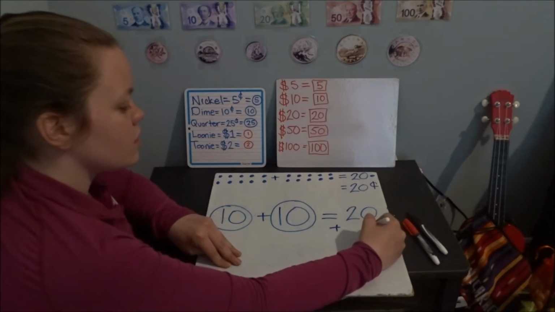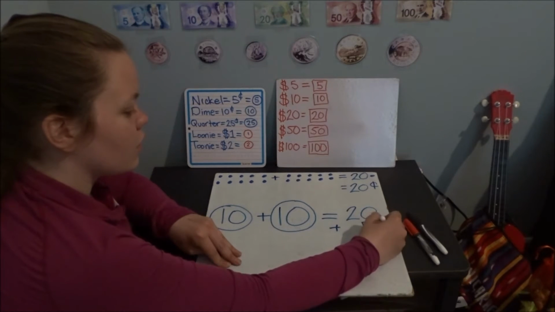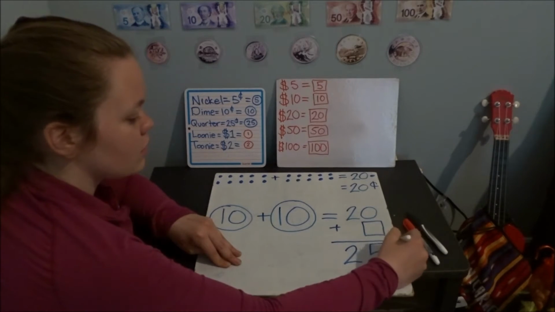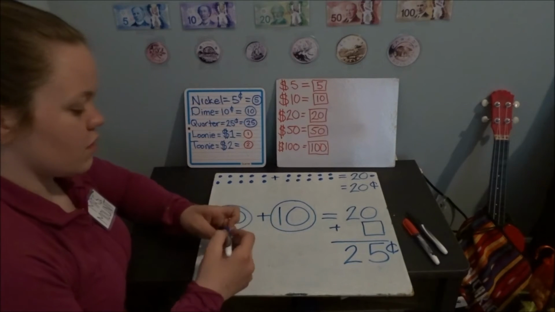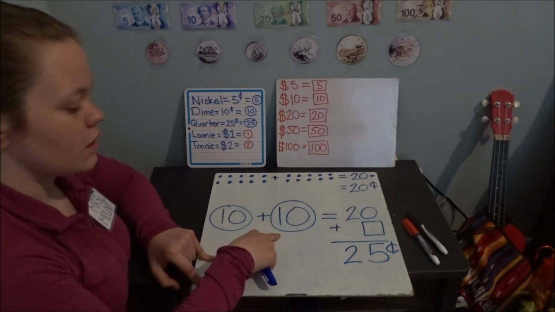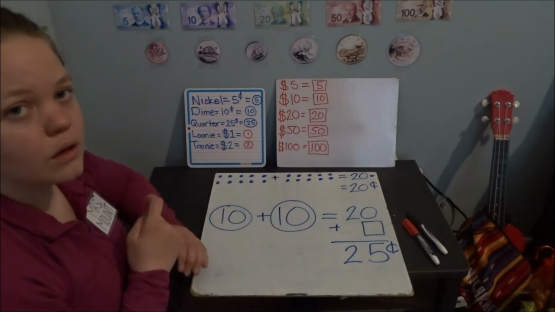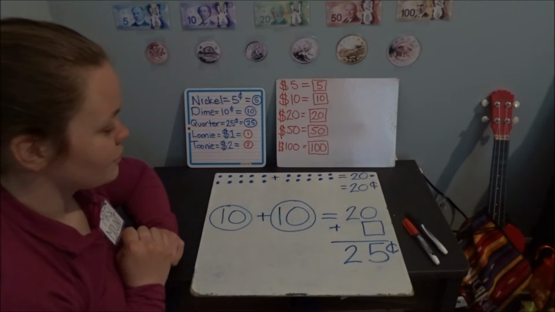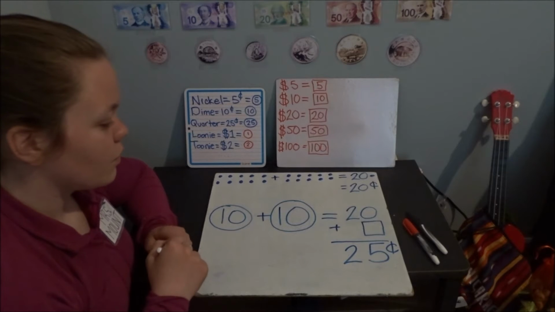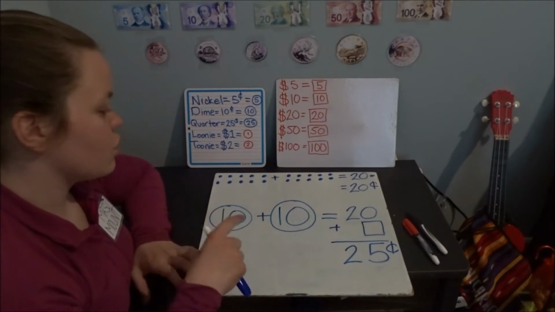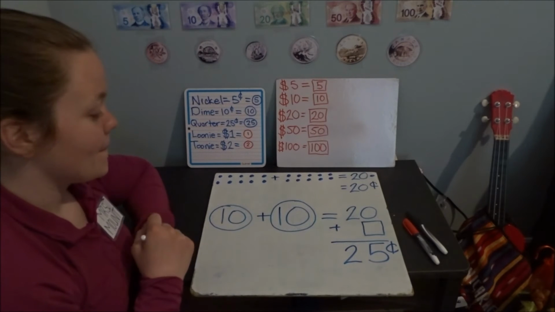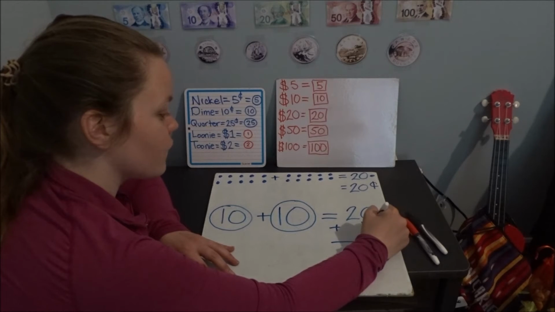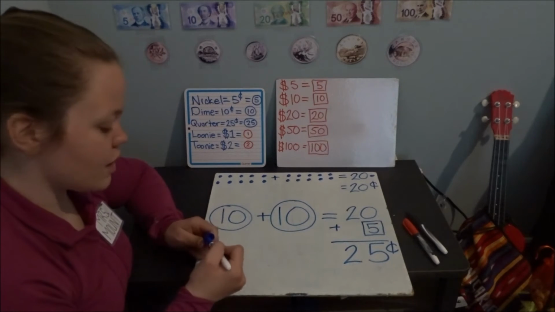Let's see, plus what do we need to add to equal 25 cents, though, that we can exchange our 2 dimes and whatever this is for that quarter? Pause the video and see if you can figure it out. We are back. So, what do you think needs to go here? If you said the number 5, you would be correct.